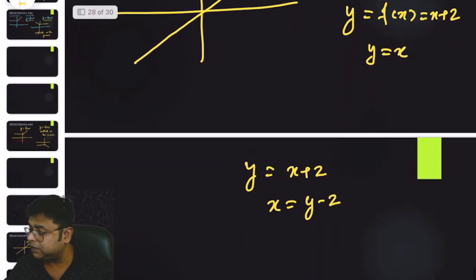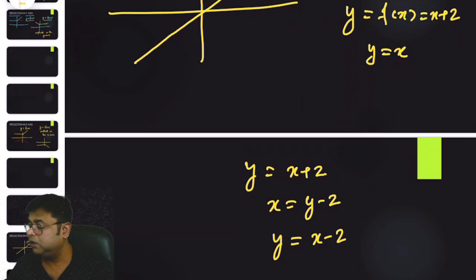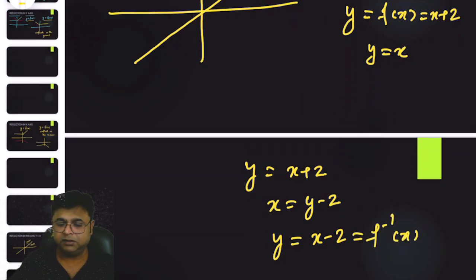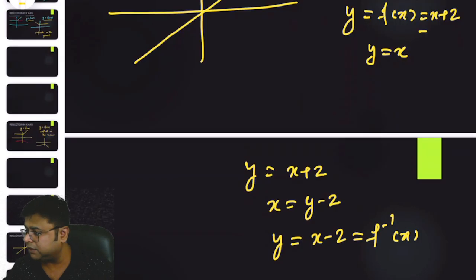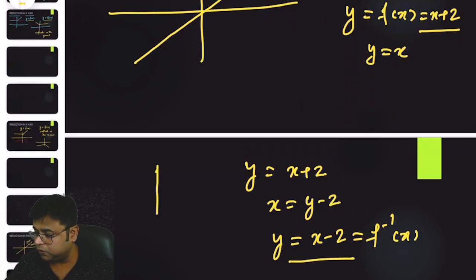Now I interchange x with y and y with x. So this will be x minus 2. And this is called f inverse of x. And this is the reflection of the graph y equal to x plus 2 in the line y equal to x, which is y equal to x minus 2. So if I plot, say this is y equal to x.